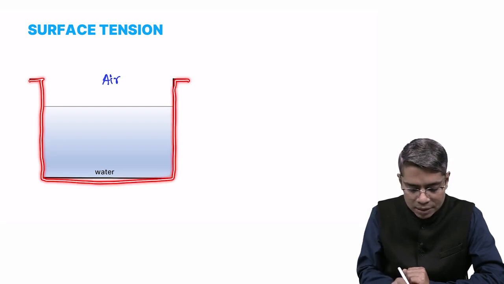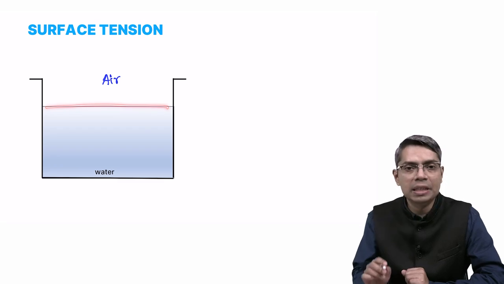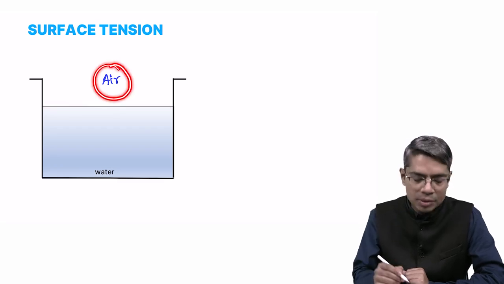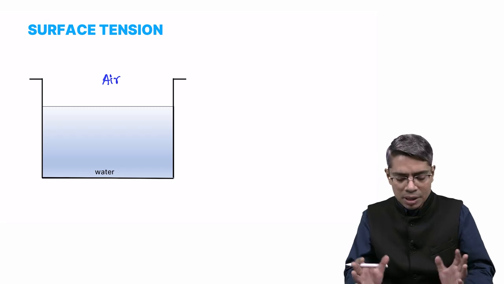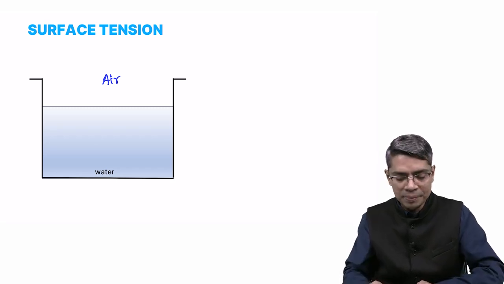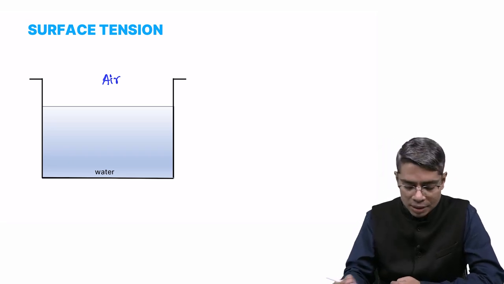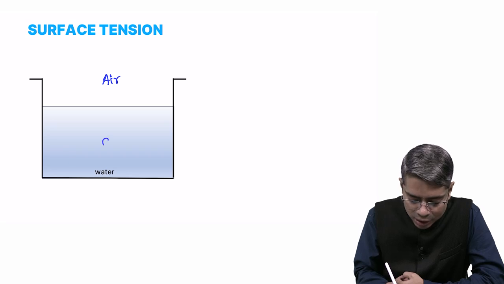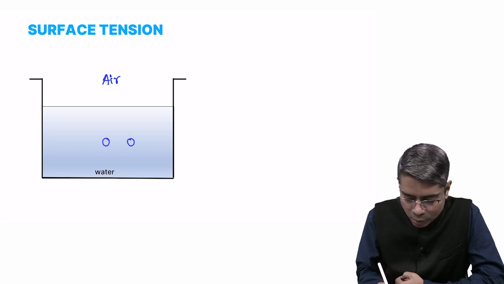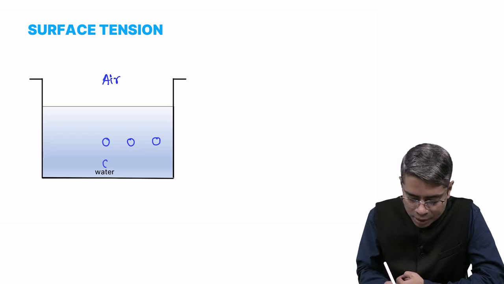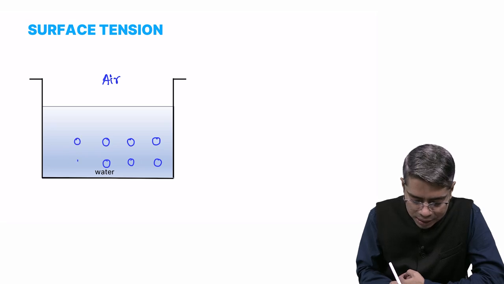To understand this concept, what I have done here is this is a beaker, or a container. Inside this container, a certain amount of water has been kept. On the surface of this water, air is there. Inside the water there will be water molecules. Suppose these are the water molecules in this diagram. There will be multiple water molecules inside like this.